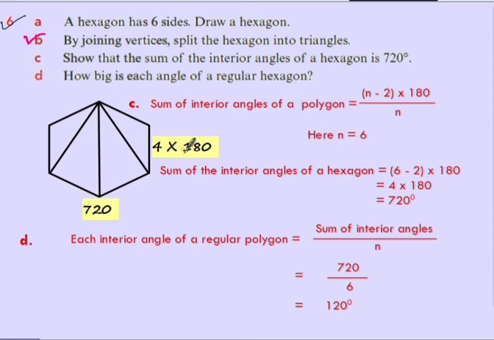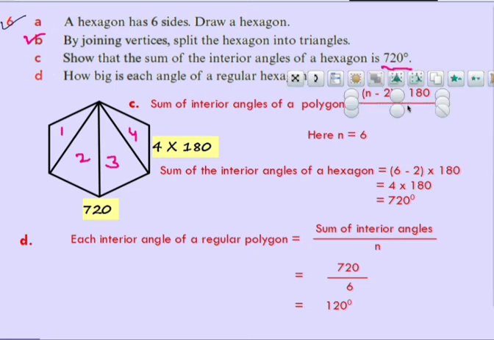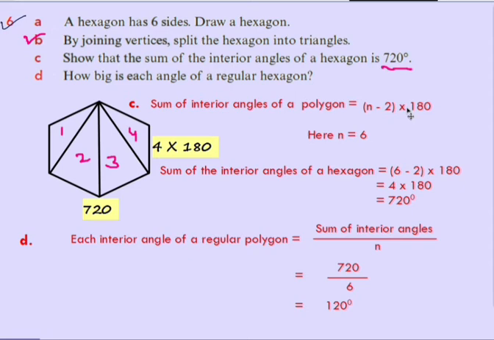So we have just added them: 180, 180, 180 and 180. We got 720. But we have just used the formula (n minus 2) into 180. So here the sum of the interior angles is 720. Here I don't need this, so I can delete it. I need only (n minus 2) into 180. So the sum of interior angles is (n minus 2) into 180.